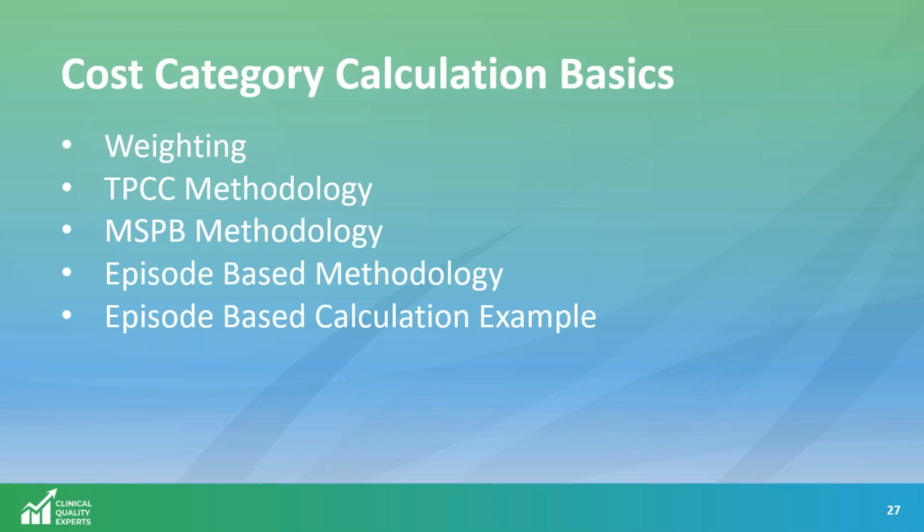Now, that is so far not the case for 2021. So for this performance year, the cost category contributes 20% to the final score. And then beginning in 2022, as we mentioned earlier, the cost category will have the same weight as the quality category at 30% each.